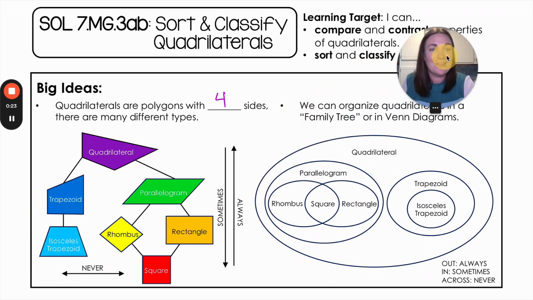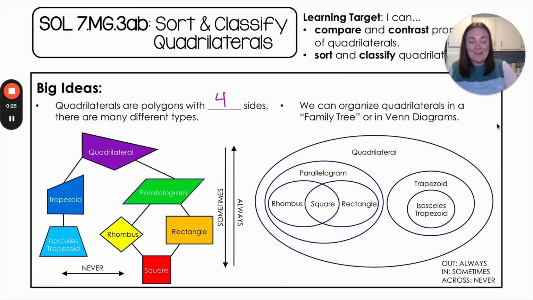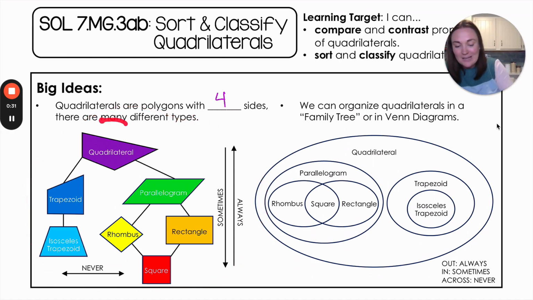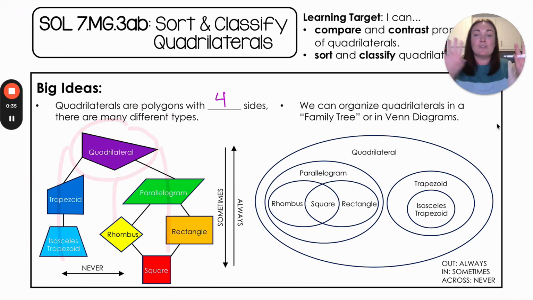I'll move my little face out of the way. Alright, so over here on the left, this is our family tree. So this is how we read our family tree. Up at the top, we have a quadrilateral, so everything below this, those are all quadrilaterals because they all have four sides. Now, we call it a family tree because it has little family branches, just like you'd see with grandparents, aunts, and uncles.